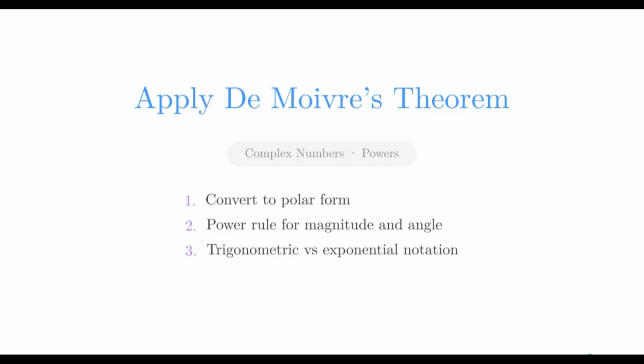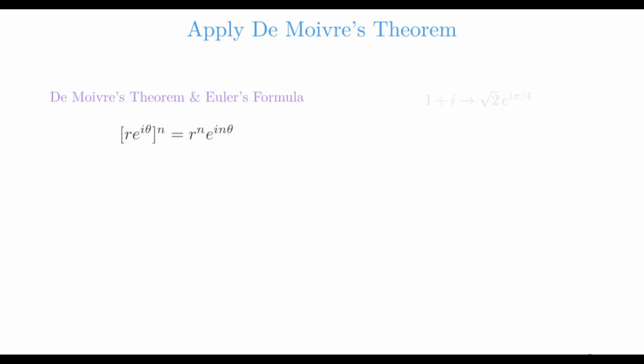exponential representations. We'll convert 1 plus i to polar form, getting r equals root 2 and theta equals pi over 4. Then we raise r to the 8th and multiply the angle by 8. Both de Moivre and Euler give us the same answer, 16. Let's work through it on the diagram.